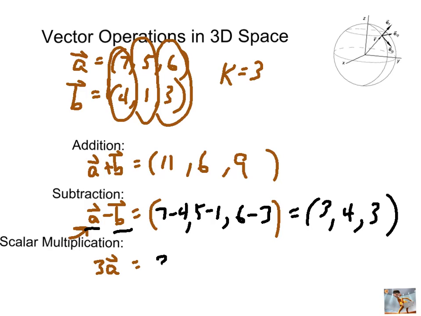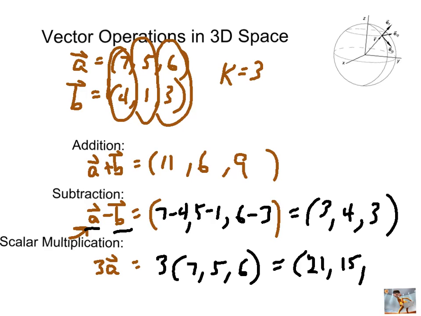How about 3 times vector A? Vector A is a 7, a 5, and a 6. Distribute, and 7 times 3 is a 21. 5 times 3 is 15. And 6 times 3 is 18. There you have it. Again, pause if you need it.